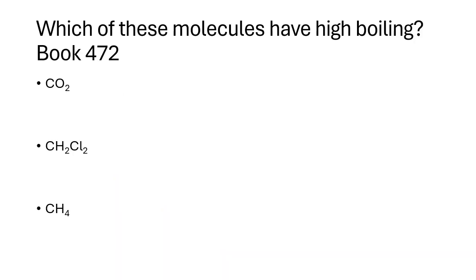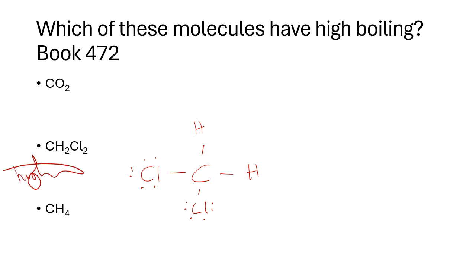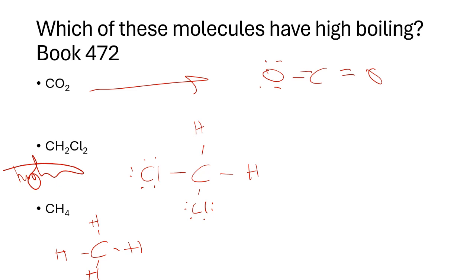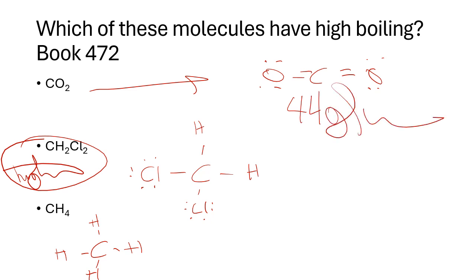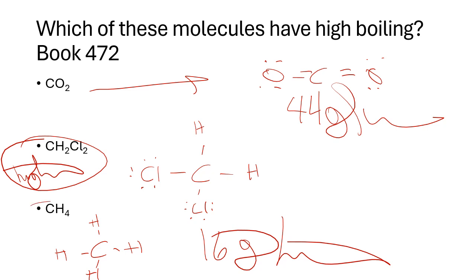If we're to draw these, if we're to say which one has the highest boiling point, the one that is dipole is going to have the highest boiling point. This is going to be highest. The rest of these are nonpolar. And we can then make a hypothesis, or at least get the question right, that the highest is going to be this, and the lowest is going to be the one with the least amount of dispersion forces, which is going to have the lowest molar mass. CO2 has a molar mass of 44 grams per mole, and CH4 has a molar mass of 16 grams per mole. So this is going to be the lowest.